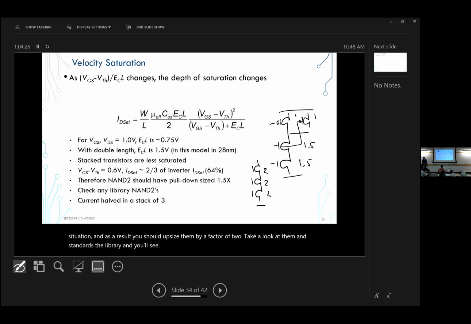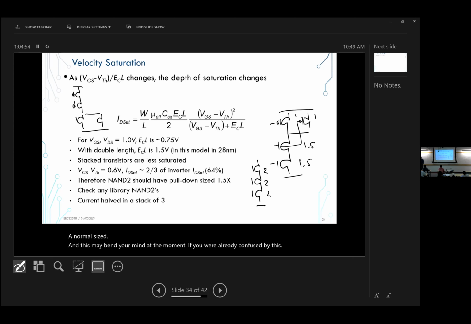Now there is a catch. Here is another mind twister. Let's take a look at 28 nanometer technology and take a look at how a NOR should be sized. And this may bend your mind at the moment if you were already confused by this. You'll be confused even more. But take a look at this.